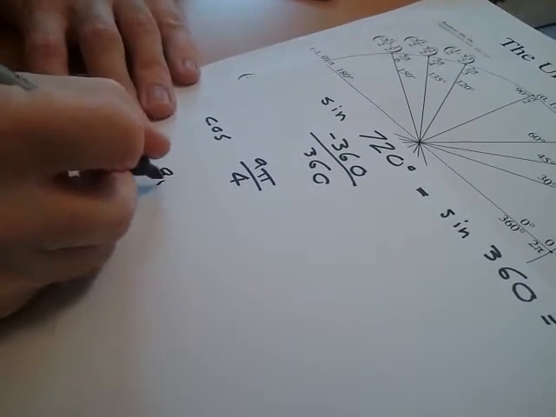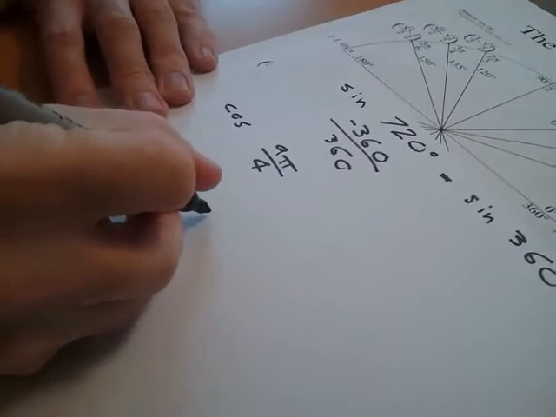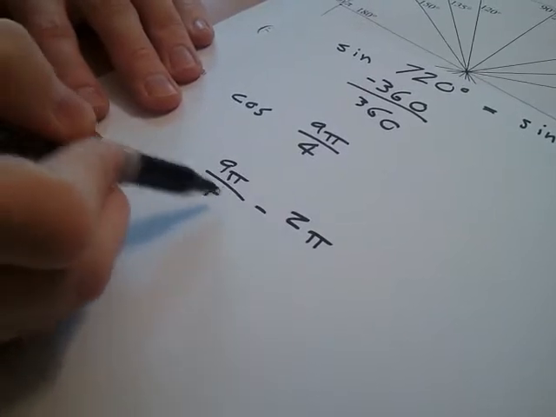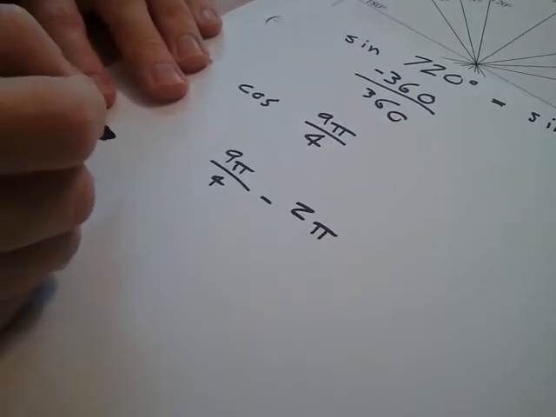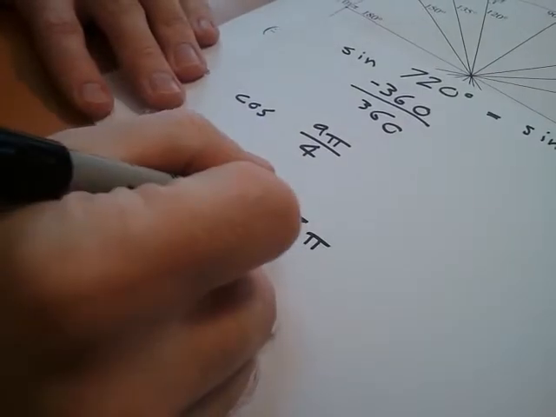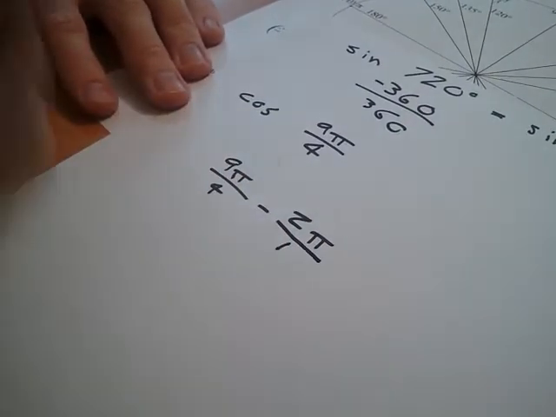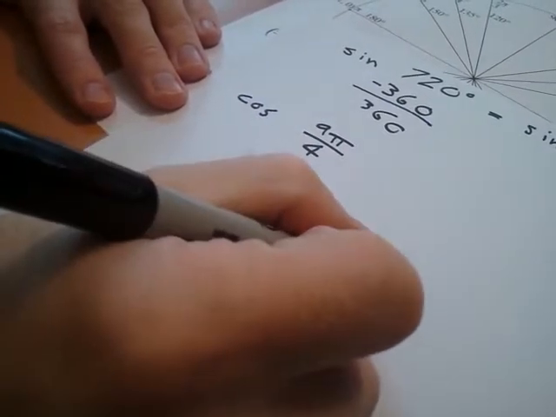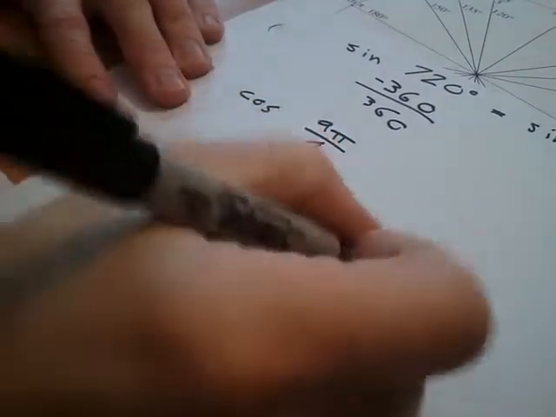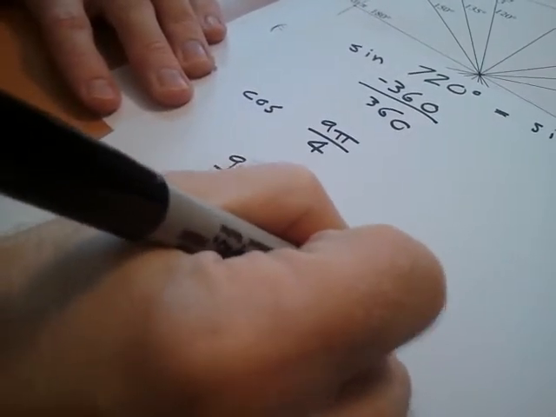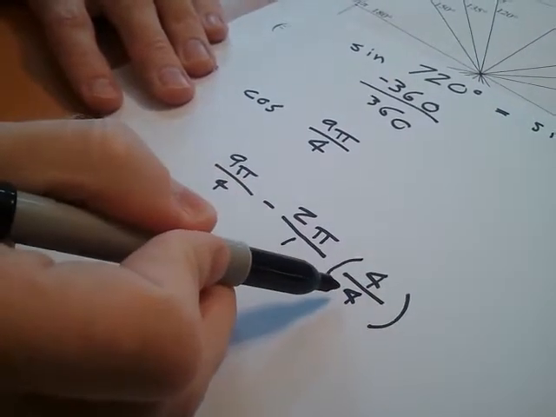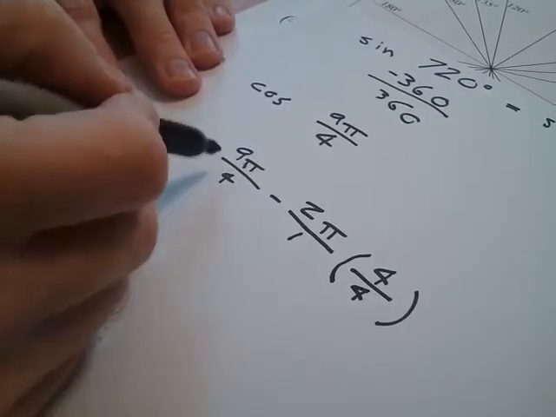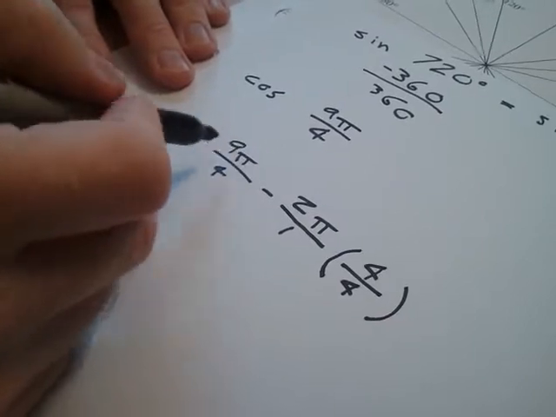So let's take this 9 pi over 4 minus 2 pi. But I can't just subtract 9 pi minus 2 pi because they don't have the same denominator. We've got to have a common denominator in order to subtract. So I'm going to make this 2 pi over 1, because that's just another way of saying 2 pi, and that way we've got some sort of denominator there. I'm going to multiply this by what my denominator is for this first term. That's 4. I'm going to multiply by 4 over 4 because any number, again, divided by itself is 1. We're not changing the value of this 2 pi. We're just changing the way that it looks a little bit so that we'll be able to subtract it from this 9 pi over 4.